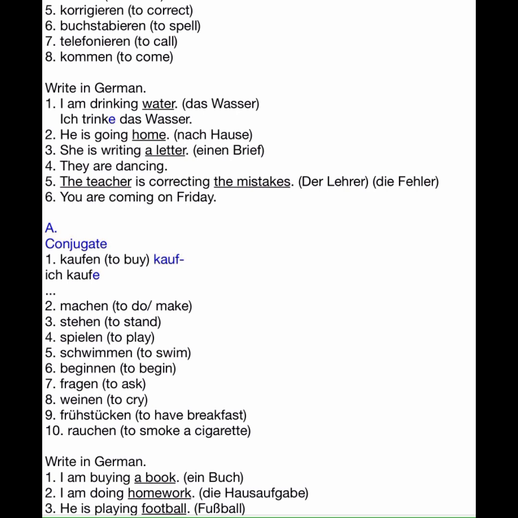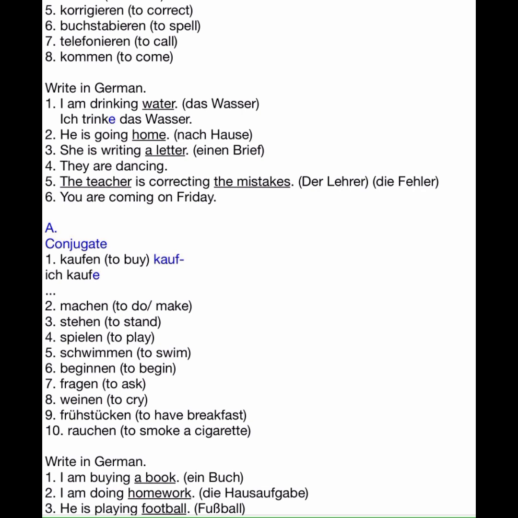We have machen, which means to do or make. Stehen, to stand. Spielen, to play. Schwimmen, to swim. Beginnen. Fragen. Weinen. Frühstücken, which is to have breakfast, yeah? Rauchen, to smoke a cigarette.